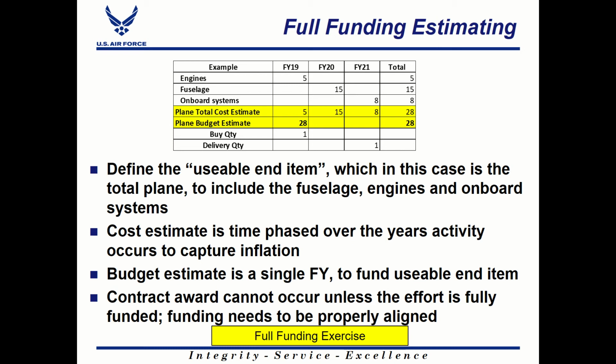so that we have all the money available to purchase that one aircraft when the purchase starts. And you'll see the buy quantity in FY19. This is the year in which we start the purchase. And then there's a delivery quantity in FY21, the year in which we receive the usable end item. So again, we want to time phase our cost estimates as realistically as we can, but we still need to account for full funding and pull the cost back to that first year, so that we're capturing that full funded cost.